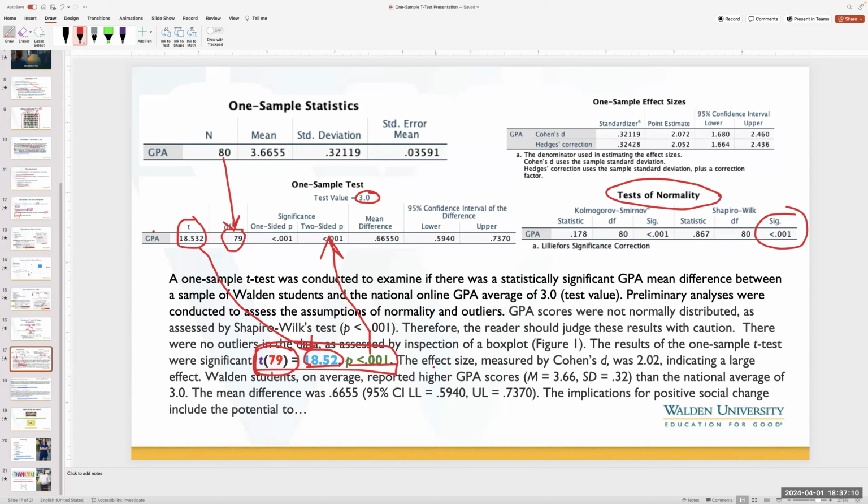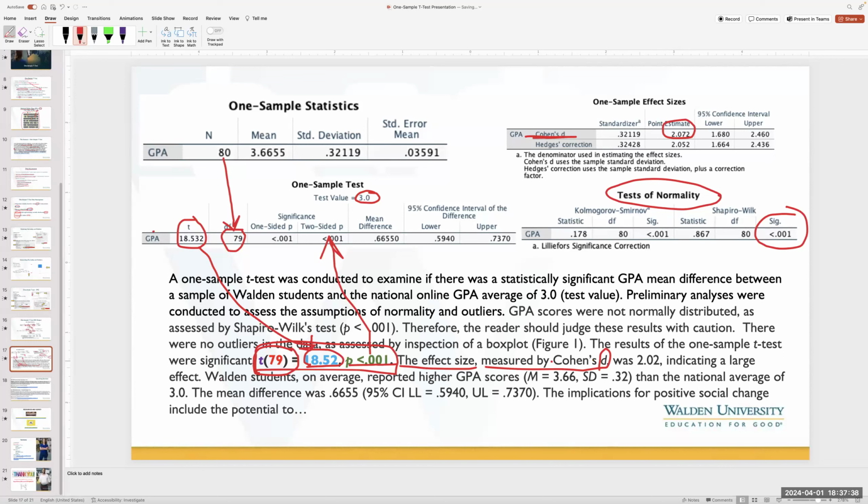Yeah. So then what you always must do also is provide the effect size, okay? The effect size, and again, the t-test is going to give you what's called the Cohen's d report. And as you can see, it's right here, the Cohen's d value, and the point estimate was 2.02. And that's a very large effect size.